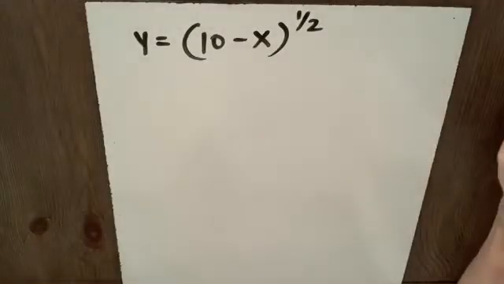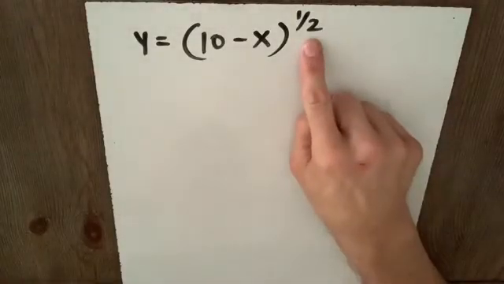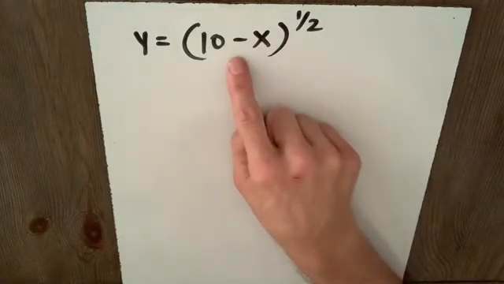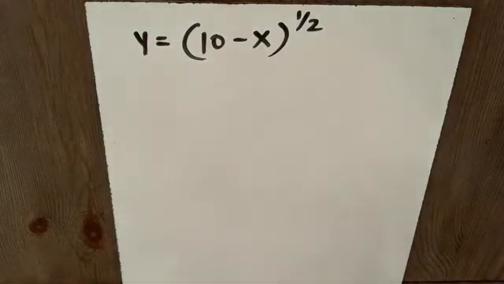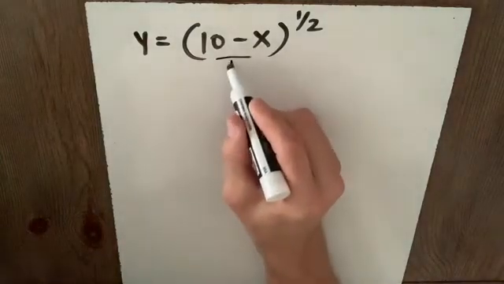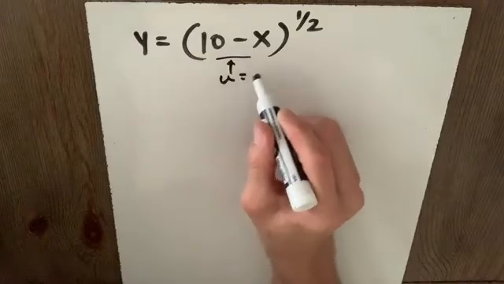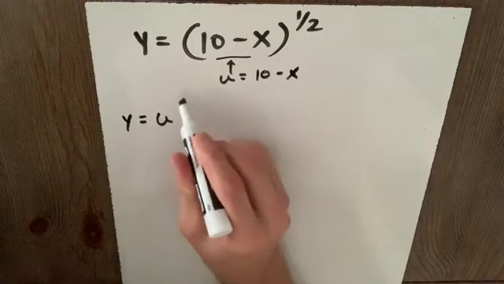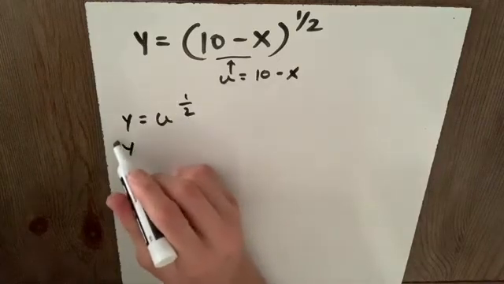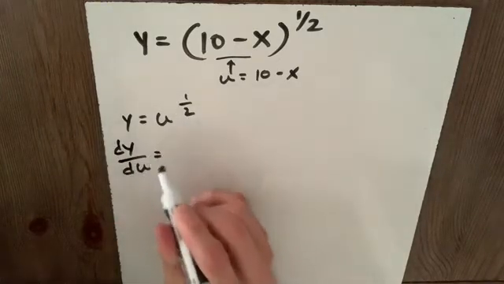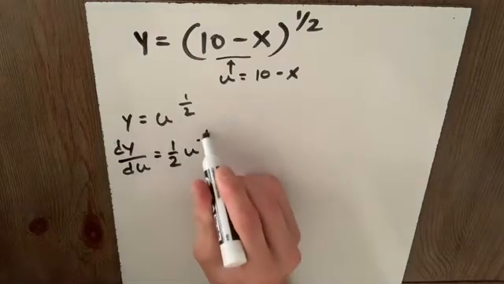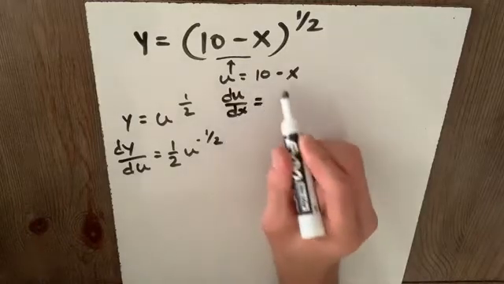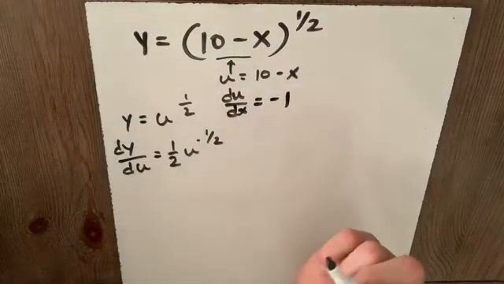If we're asked to find the derivative here, notice this is the square root written as a fractional exponent. 10 minus x is not just x, so I'll use the chain rule. I'll call this u and let that be 10 minus x. So y equals u to the 1/2 means that dy du, the derivative here, is 1/2 u to the negative 1/2 using the power rule. And here du dx is simply negative 1 using, again, our power rule.